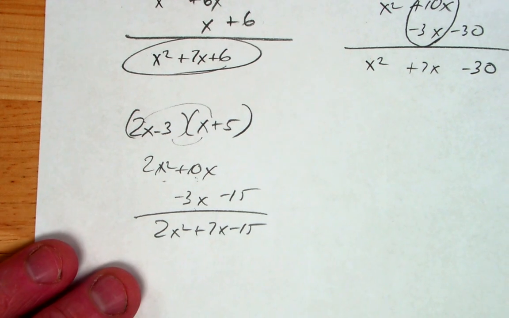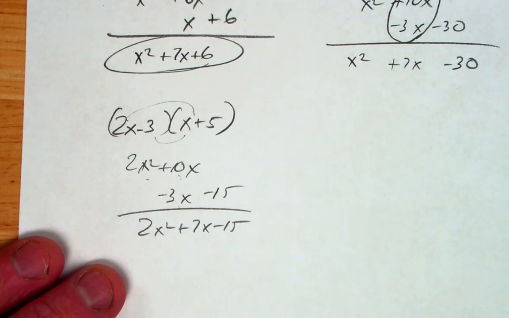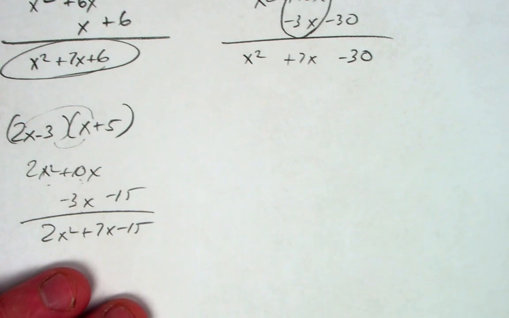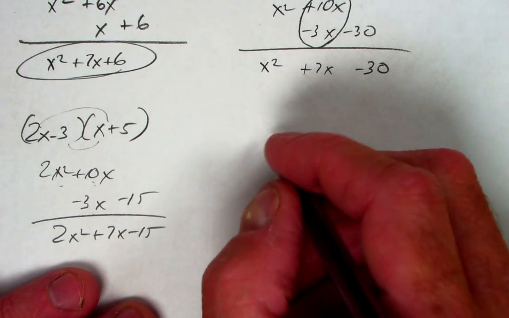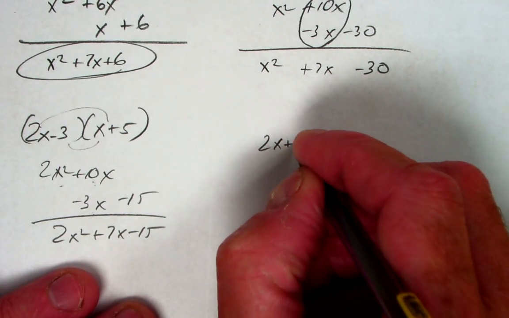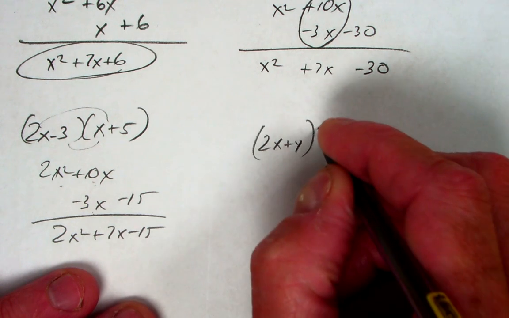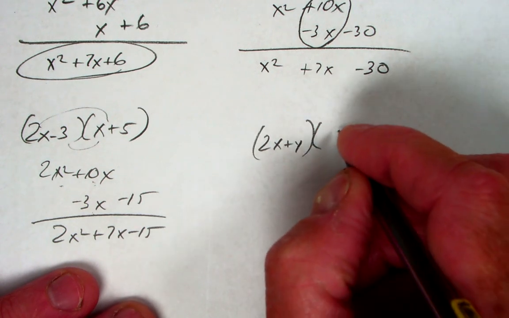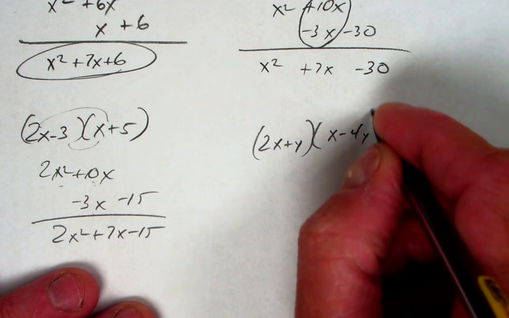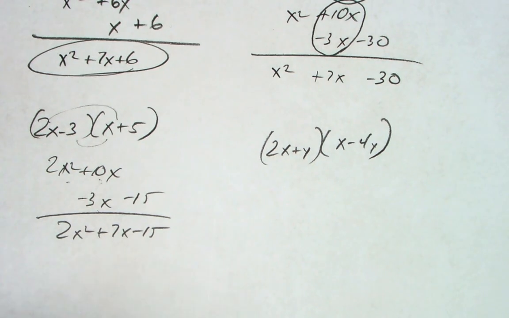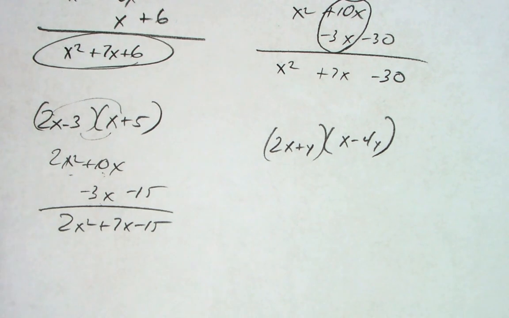Good. You guys seem like you're doing pretty well here. Well, I'm going to throw a little wrench in the works. It's not a big wrench, though. Maybe it's like a 10 millimeter. 2x plus y times x minus 4y. So instead of just x, you'll have xy now. Just be careful. You'll be fine.